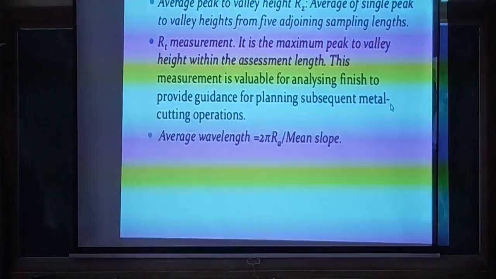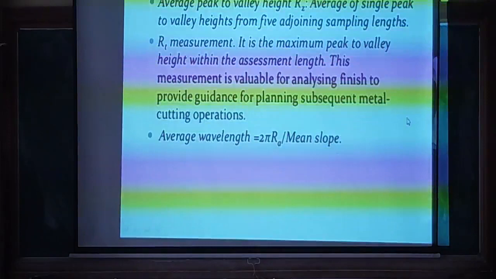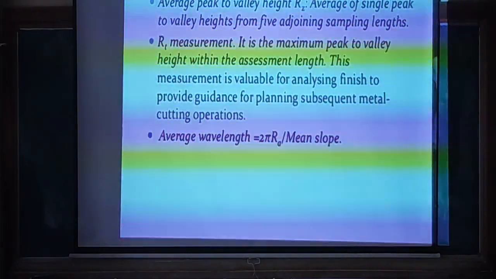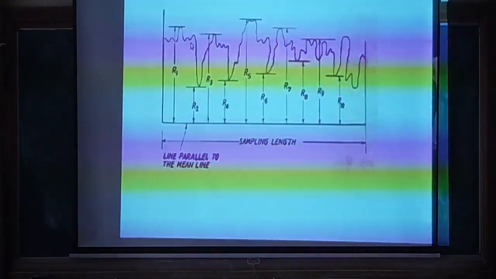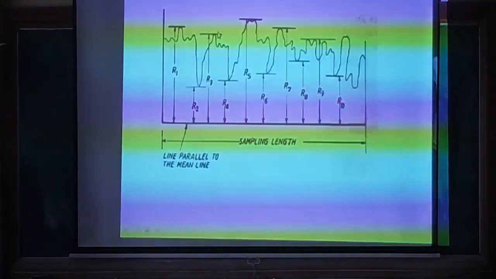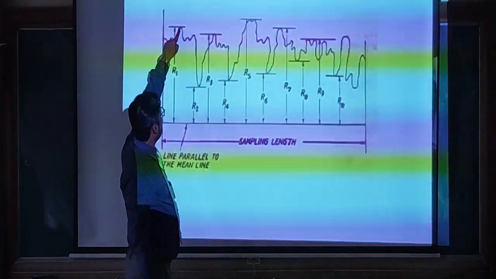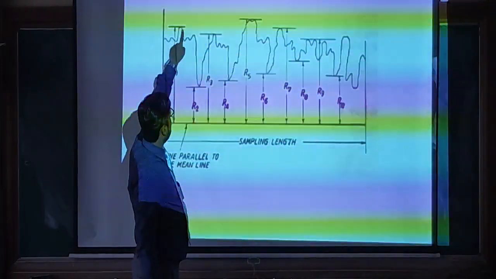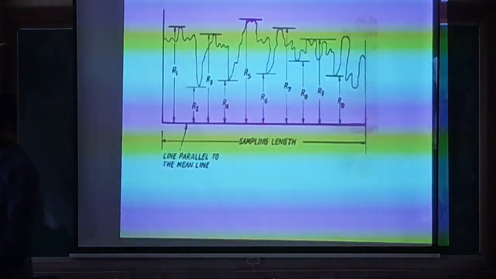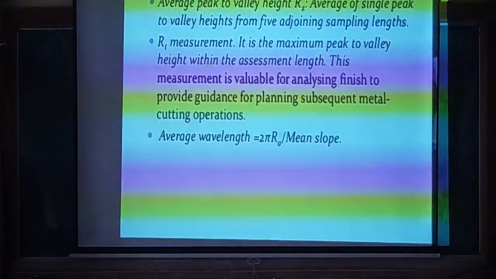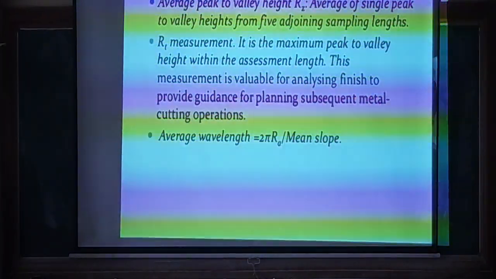Among the terms used to describe surface roughness, again here if you see, the average peak to valley height, Rz. From here to here, from here to here. Highest peak, deepest valley, highest peak, deepest valley, like this. Whatever that is, that is called Rz, the average peak to valley height.